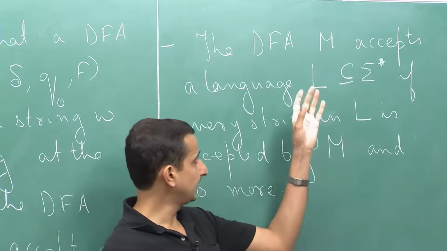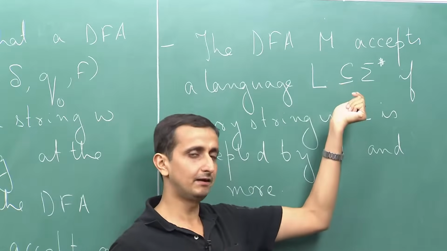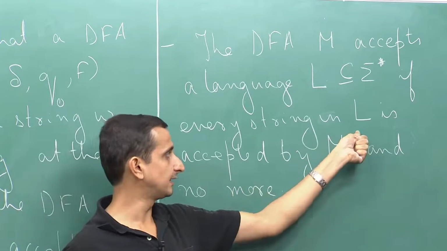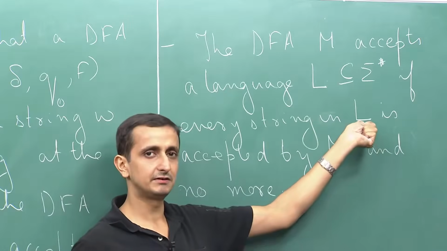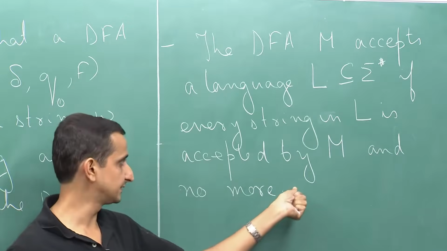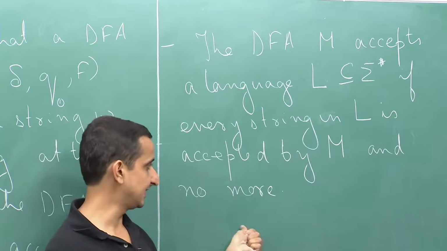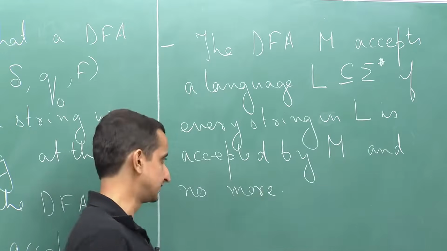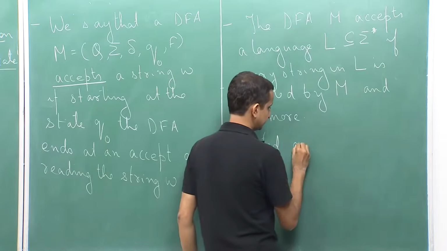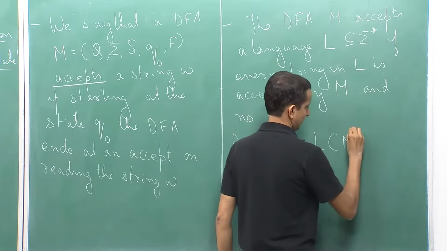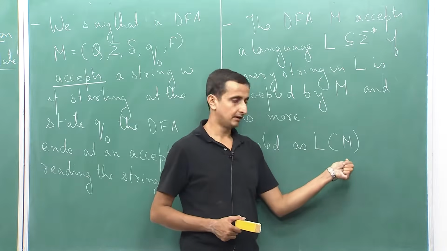So we say that a finite automata M accepts a certain language L if every string that is present in the language is accepted by M and every string that is not present in the language is not accepted by M. So it accepts exactly those strings that are in the language L. This is denoted as L of M. When we say L of M, we mean the set of all strings that are accepted by a DFA M.